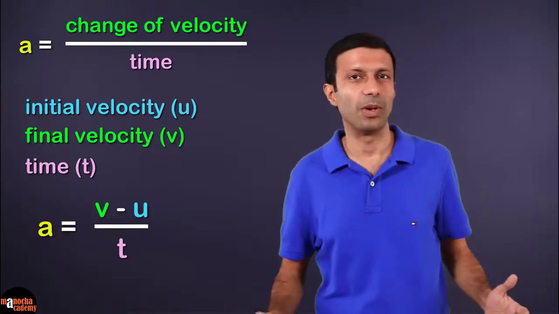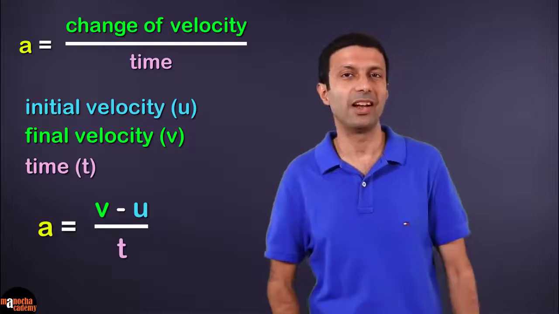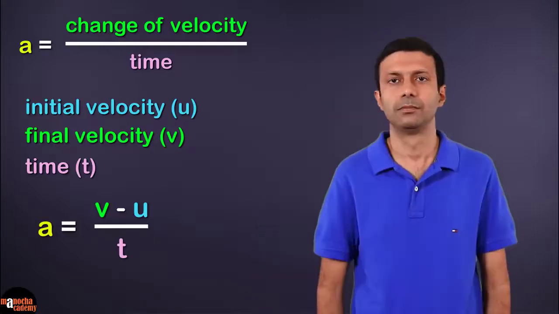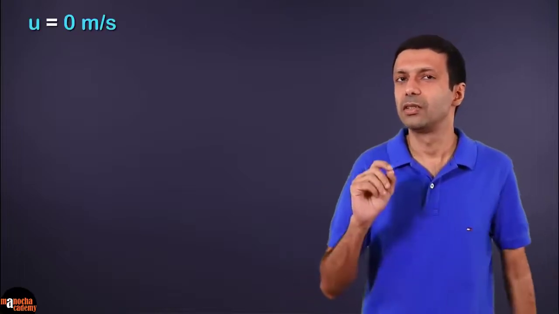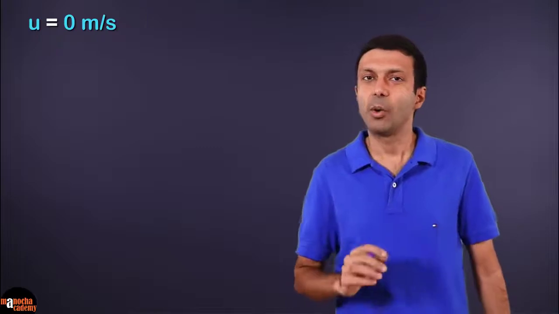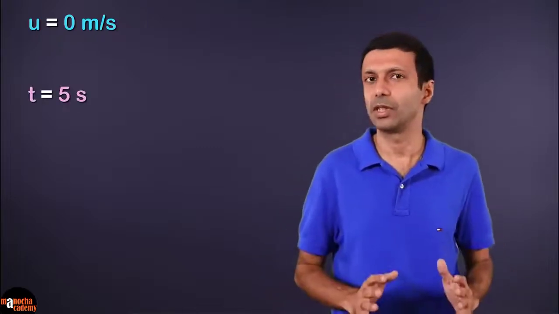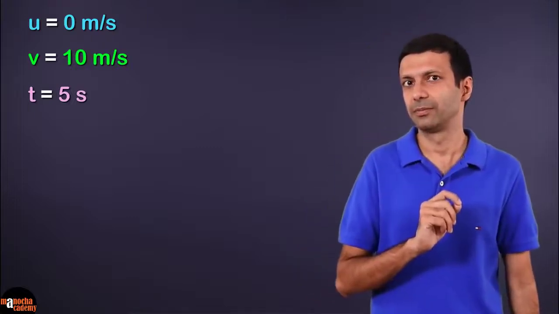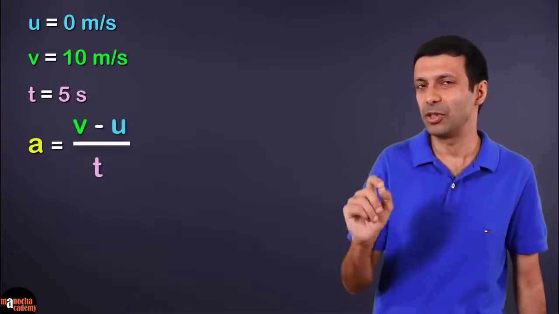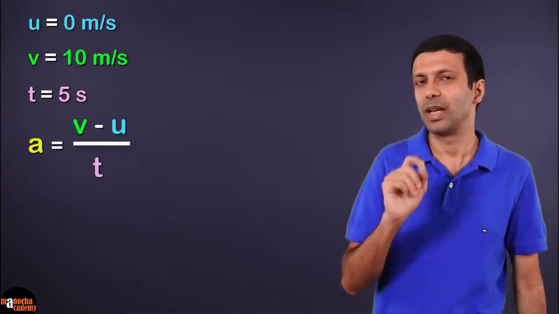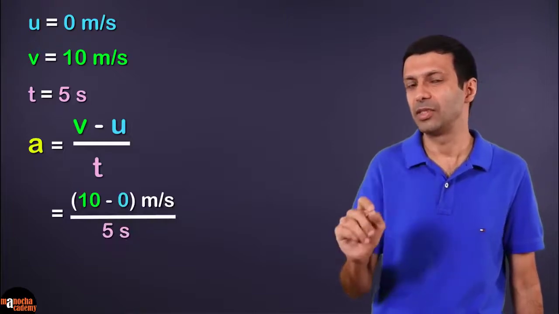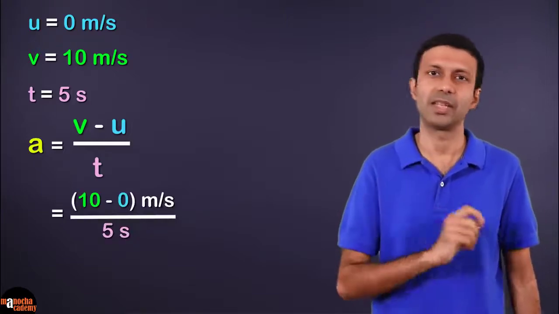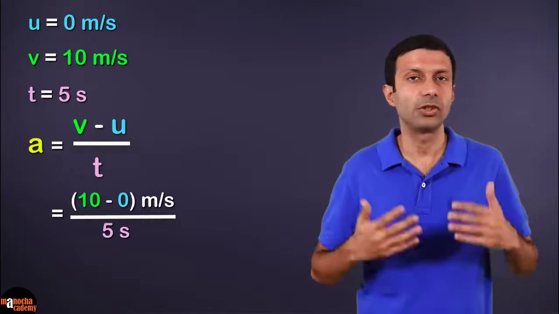Now let's use this formula to calculate acceleration in our car example. Let's say the car is initially at rest, so the initial velocity is 0 meter per second. Now I press the accelerator and it takes 5 seconds to reach the final velocity of 10 meter per second. So what's the acceleration? Let's use the formula (v minus u) by t. So that's 10 meter per second minus 0 meter per second by 5 seconds. So the acceleration is 2.